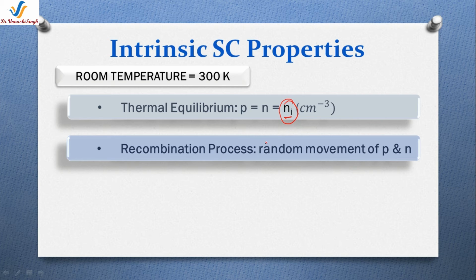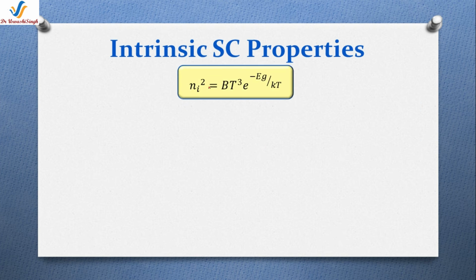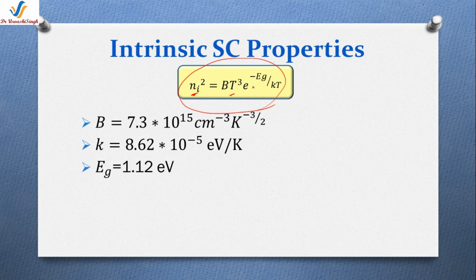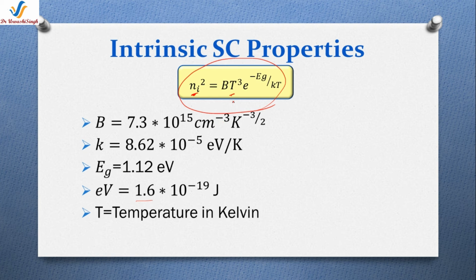Now let's relate it. It is related by the formula given by this equation, and it is very important. In this equation, you can see that the intrinsic carrier concentration is directly dependent on the temperature, where B is the material-dependent parameter, k is the Boltzmann constant, and Eg is the energy gap, where the electron volt value is 1.6 × 10^-19 joule, and T is the temperature in Kelvin. So you can find out the intrinsic carrier concentration at any temperature.